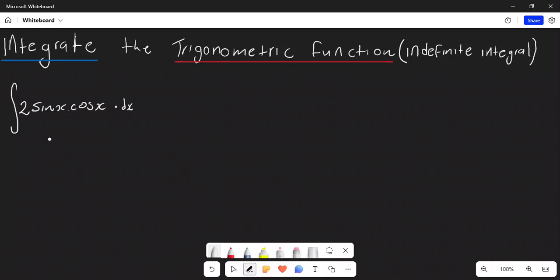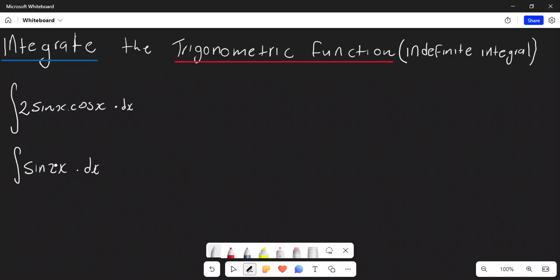Alright, so let's continue. Look at this problem here, guys. You cannot integrate this one directly. You need to simplify it. Now this one requires you to know the double angle identity. When you simplify, the integral sign and dx remain. The double angle identity here is sine 2x, so 2 sine x cos x equals sine 2x, with dx.